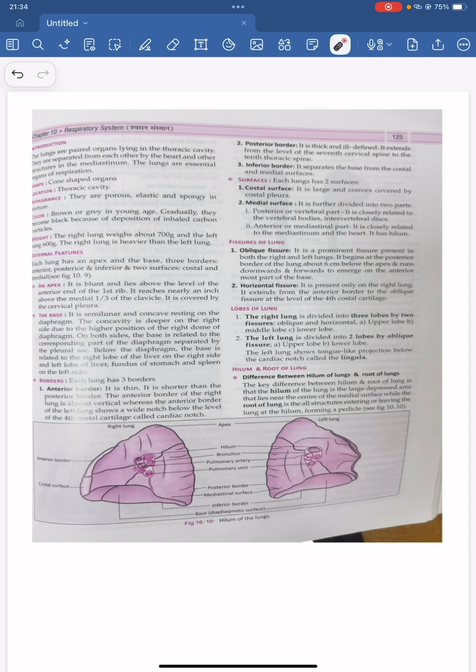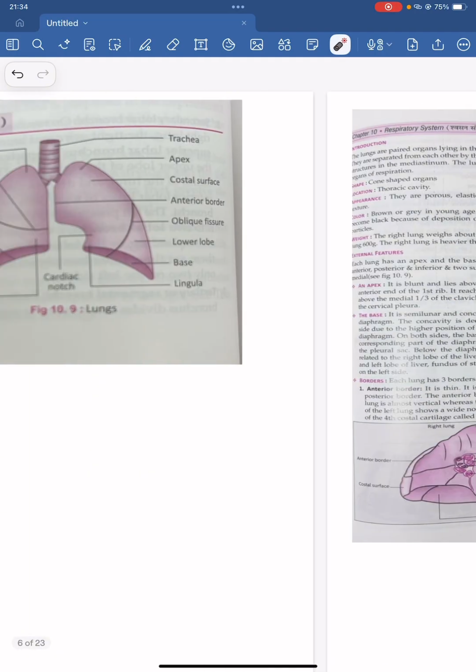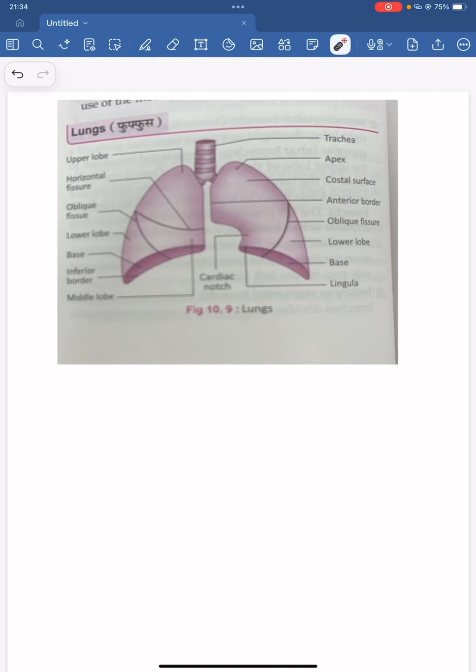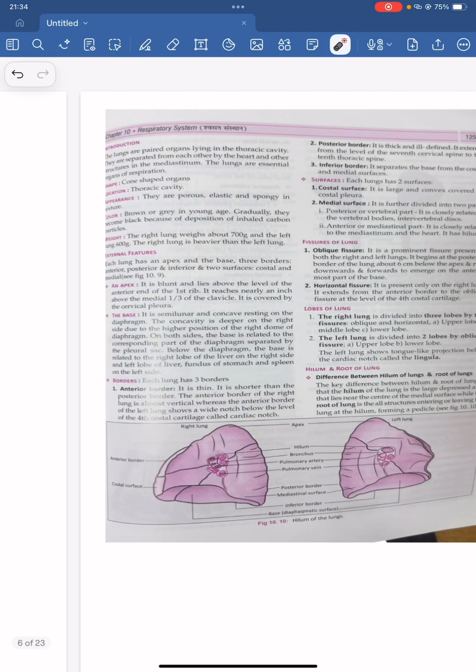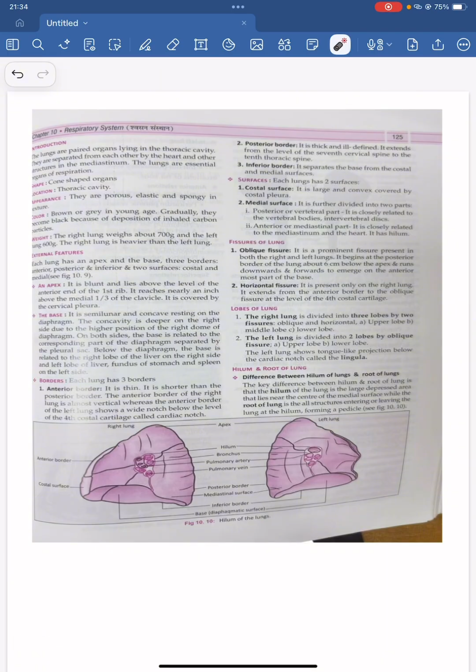The weight of the right lung is around 700 grams and the left is 600 grams. There is a difference of 100 grams because on the left side there is a notch called the cardiac notch. That's why it varies. The external features of the lungs are an apex, a base, and three borders. In the image you can see the apex and the base, and the borders: anterior, posterior, and inferior.